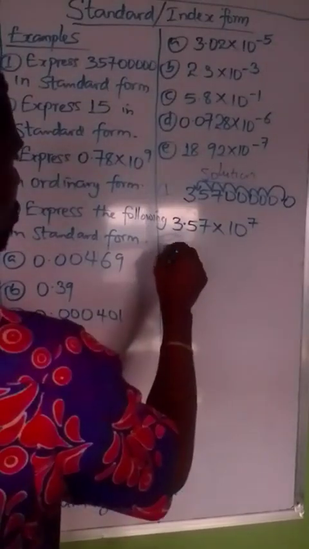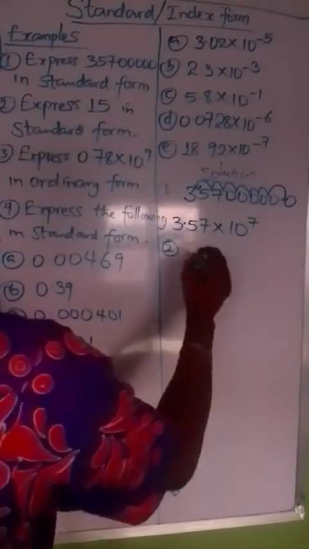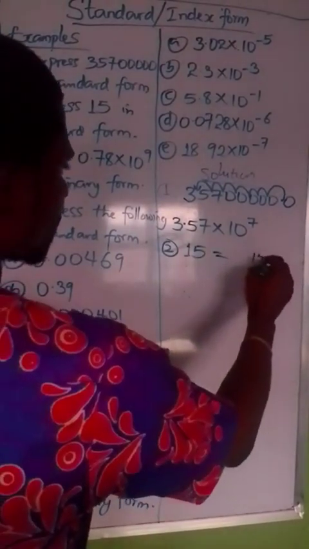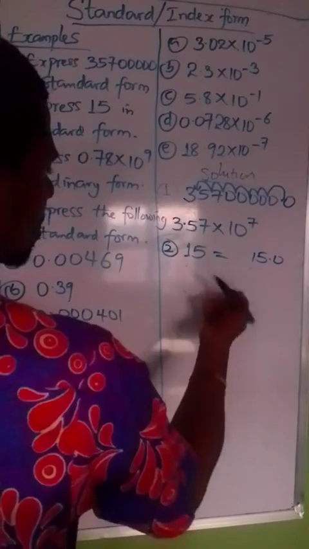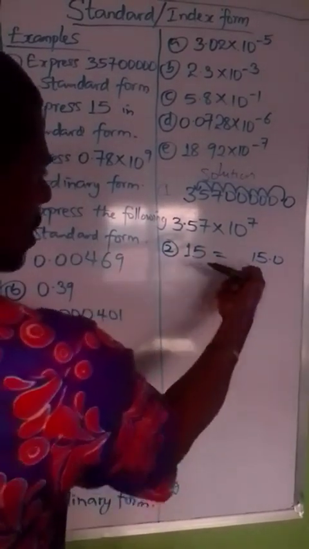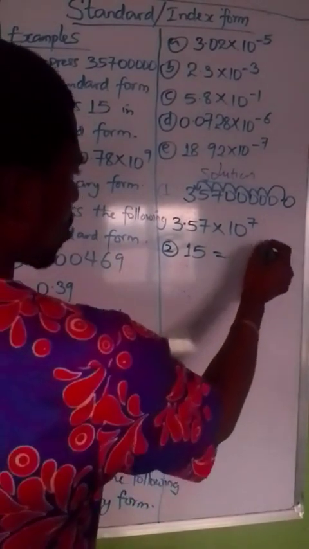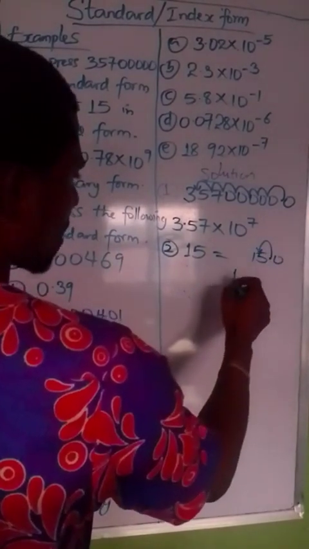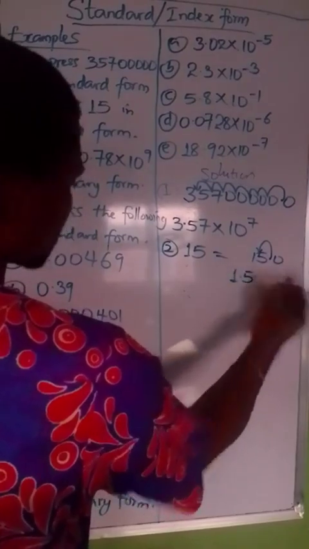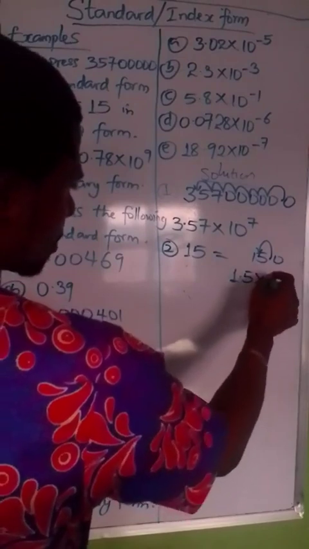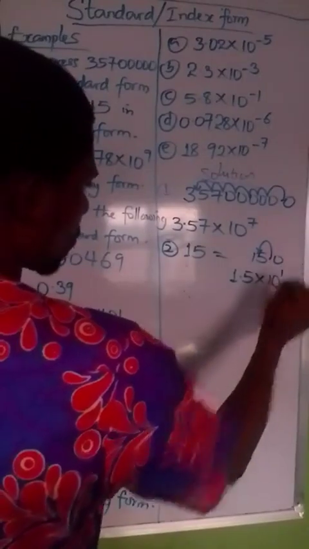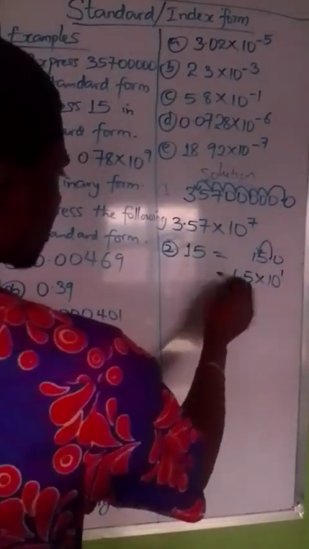Alright, so question 2, express 15. So my answer will be 15.0. Then my point is coming behind the first figure. So what is the first figure here? That's 1. So my point is coming here. So then I have 1 point 5. I need not put 0 again. So times 10 to the power. How many times did my point move? 1. So 10 to the power 1. That's my answer.